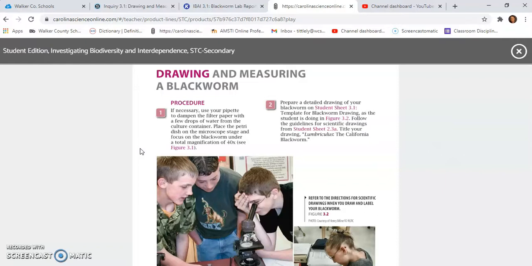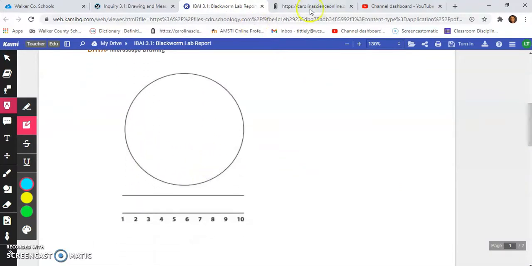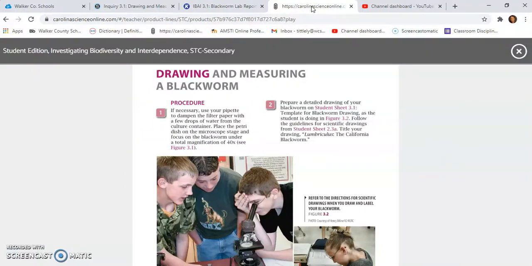And what you're going to be doing is preparing a detailed drawing of your blackworm. You have the template to where you should draw your blackworm on your lab report. You'll be drawing what you see through the microscope lens right here in this circle. And then our procedures say that you will be labeling your drawing. The title of your drawing would be Lumbriculus, the California blackworm. So that would go on the second line. Remember, we're looking at it on 40x, so that's what would go on the first line.